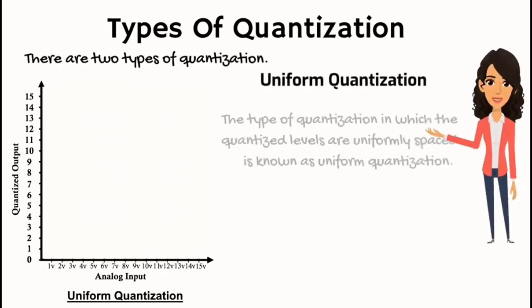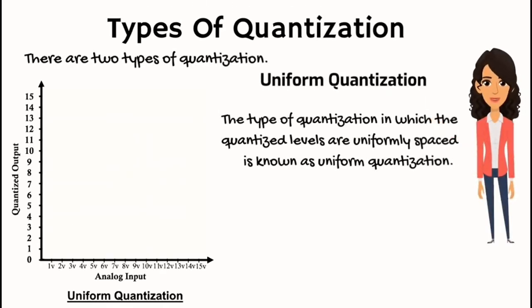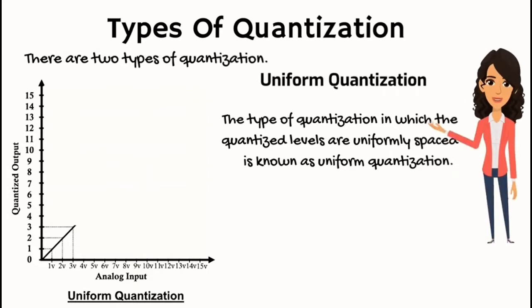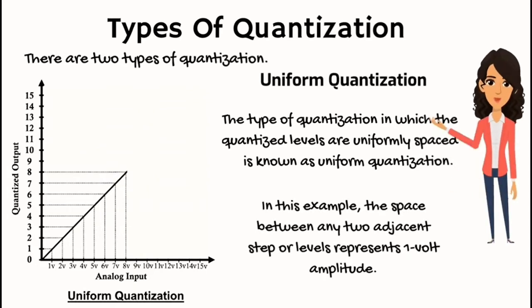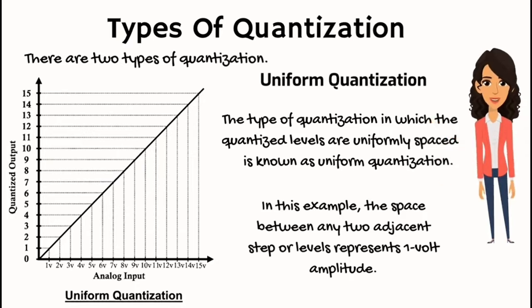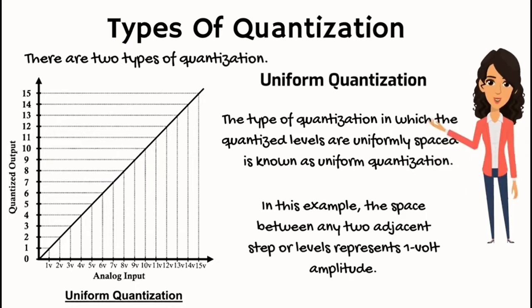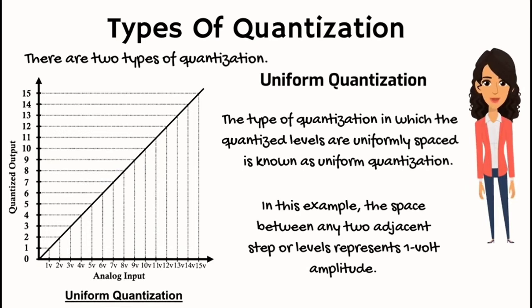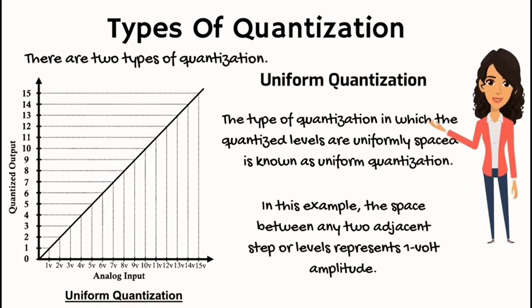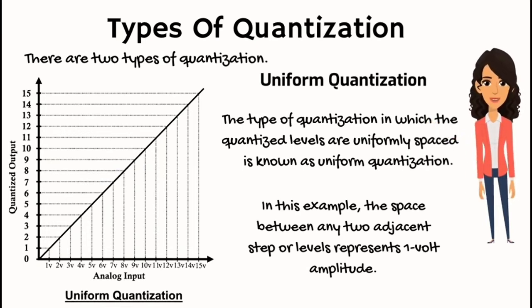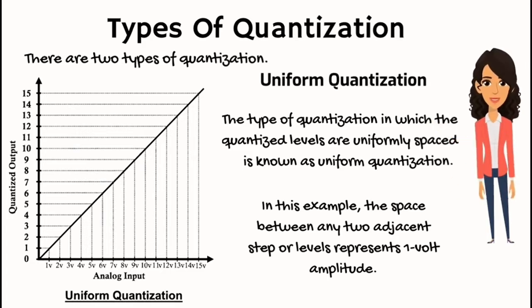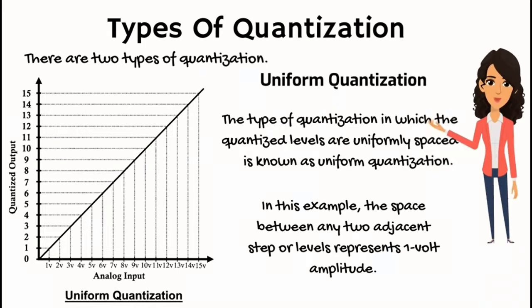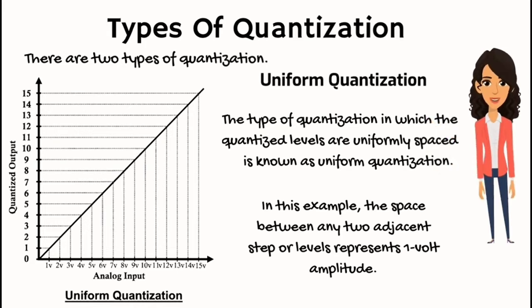Now let us have a look at types of quantization. The first type is uniform quantization. The type of quantization in which quantized levels are uniformly spaced is known as uniform quantization. In this, each step size represents a constant amount of analog amplitude and it remains constant throughout the signal. The figure on the left gives an example of uniform quantization. In this, the space between any two adjacent steps or levels represents 1 volt of amplitude, which is uniform and constant throughout the signal.